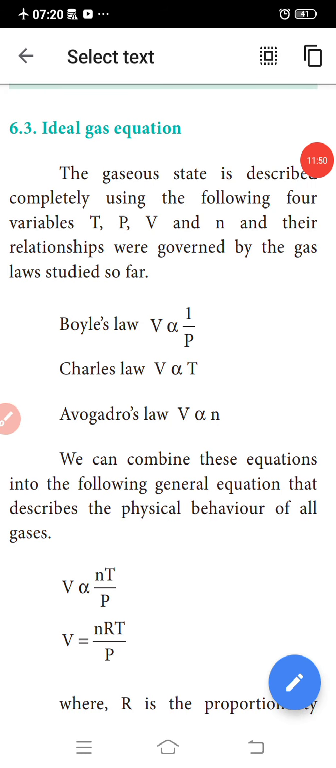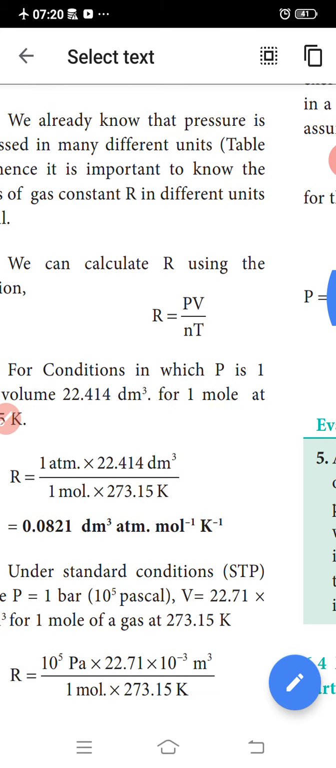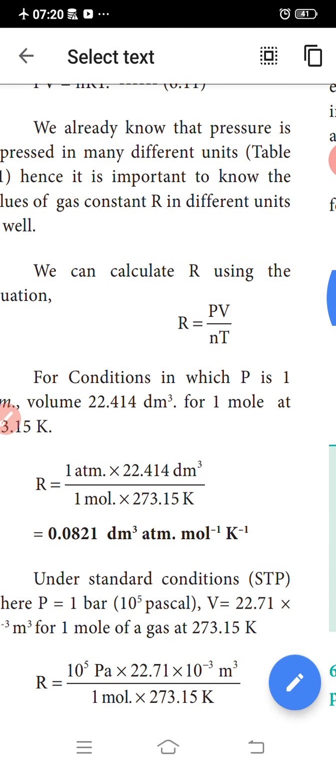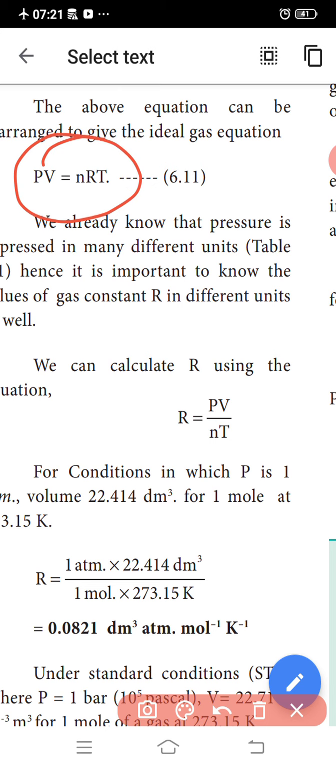Okay, the above equations can be rearranged to give the ideal gas equation. So PV is equal to nRT. This is the ideal gas equation, PV is equal to nRT.